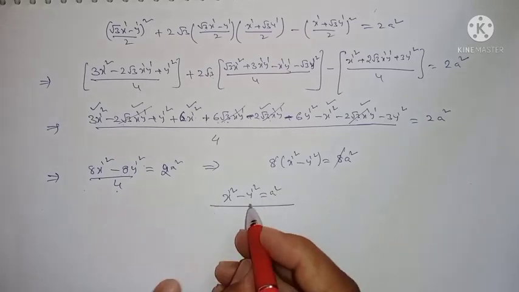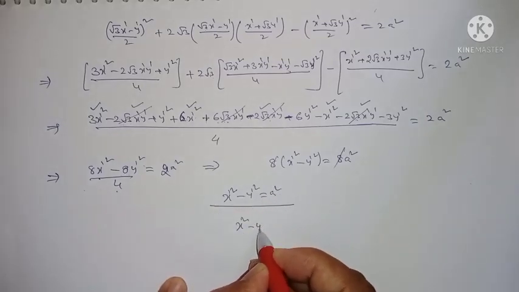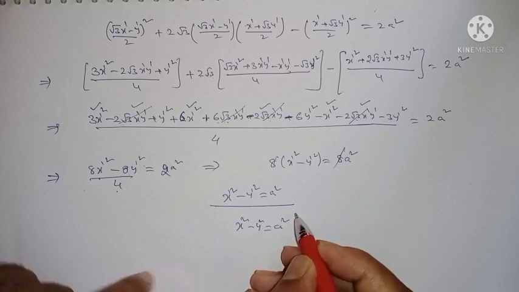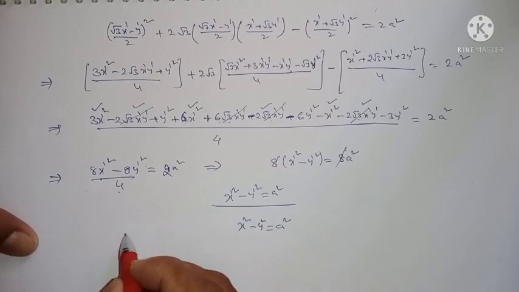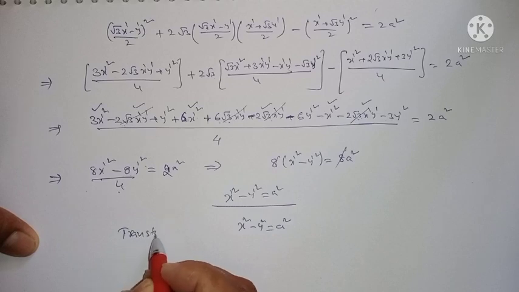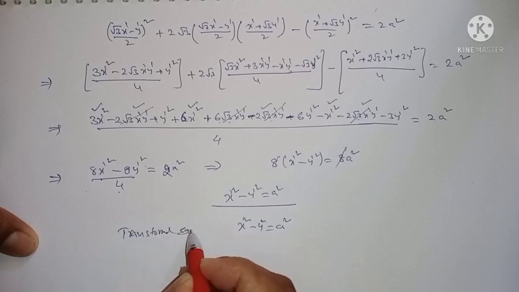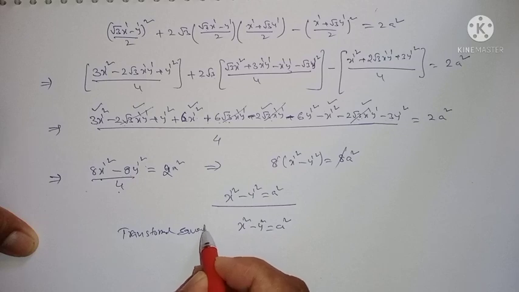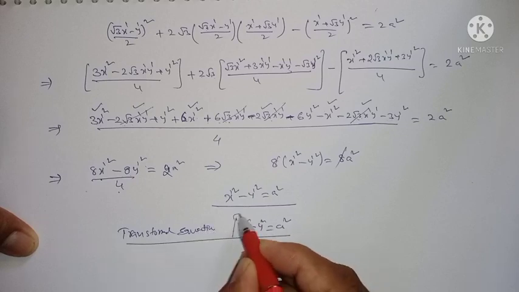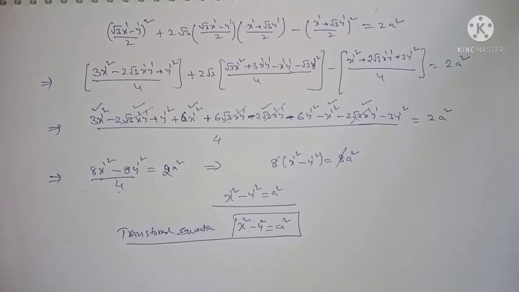You remove the dash, you get the answer: x square minus y square is equal to a square. Remove the dash only. The transformed equation is x square minus y square is equal to a square. This is the end of exercise 2a. The chapter is also completed. Okay. The remaining two problems are the same, the second and fifth are the same. Similarly you can do it by this method only. Okay. Thank you.